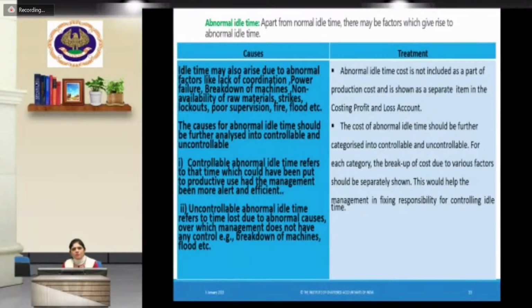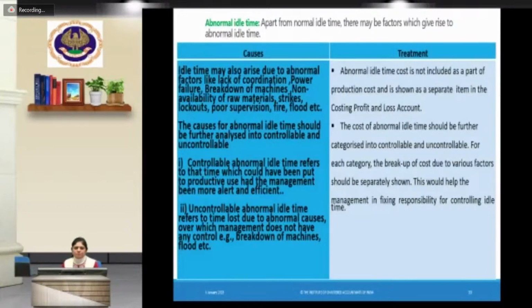So uncontrollable abnormal idle time is basically beyond the control of anybody. But the controllable abnormal idle time can be put to focus to control the cost and to minimize or eliminate it. And whenever it is abnormal, whether it's abnormal cost of material or abnormal idle time of labor, it has to go to costing profit or loss account. It will never be absorbed in the employee cost.